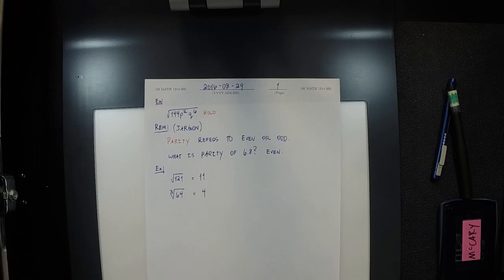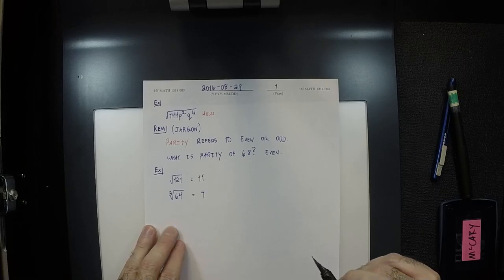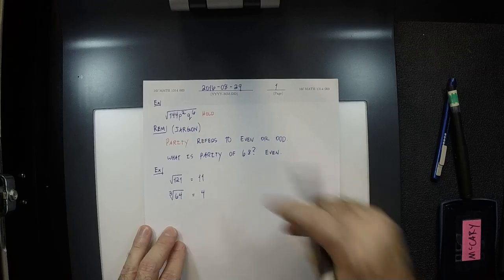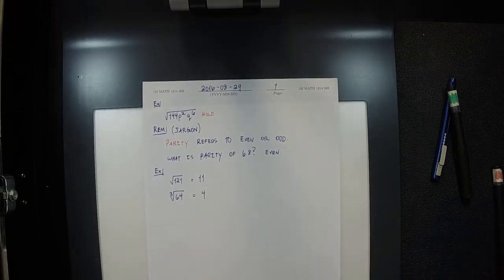No, because the things that come out of the square root must be non-negative. Now, there's a separate question. Is 11 squared 121? Yes. Is negative 11 squared also 121? Yes, that is a fact. But the square root of 121 is 11, and 11 only.